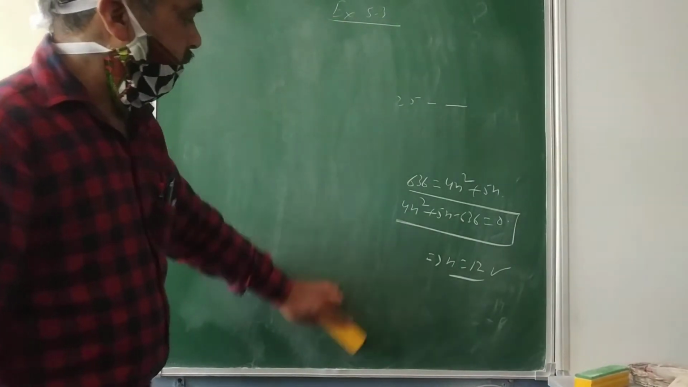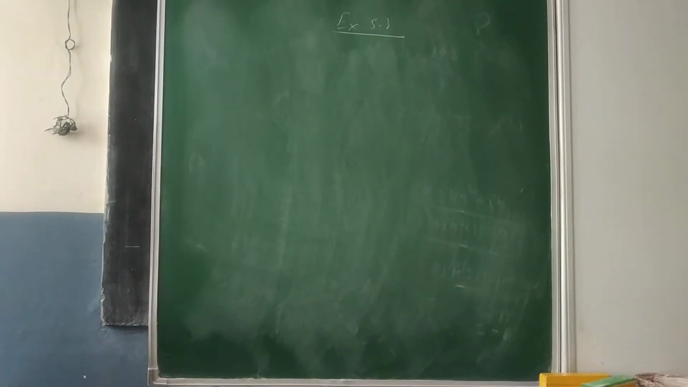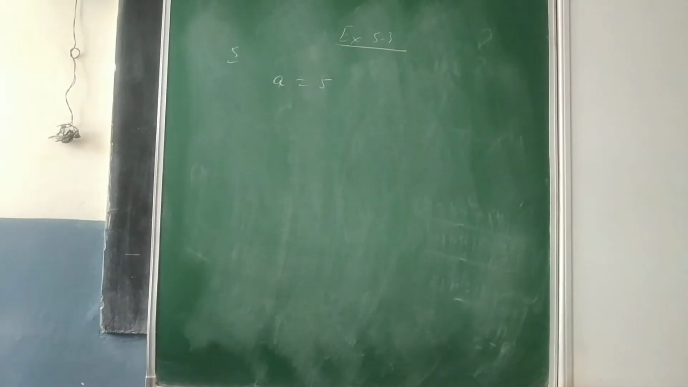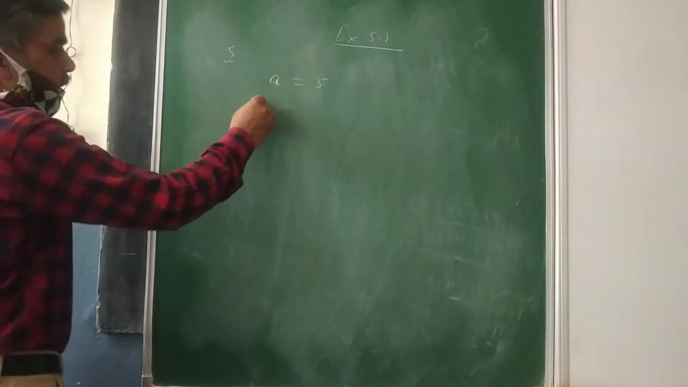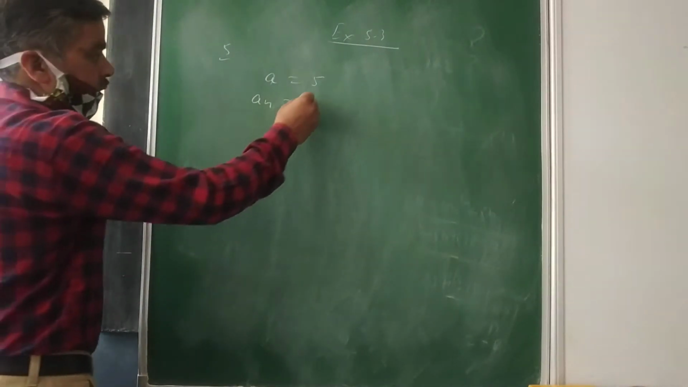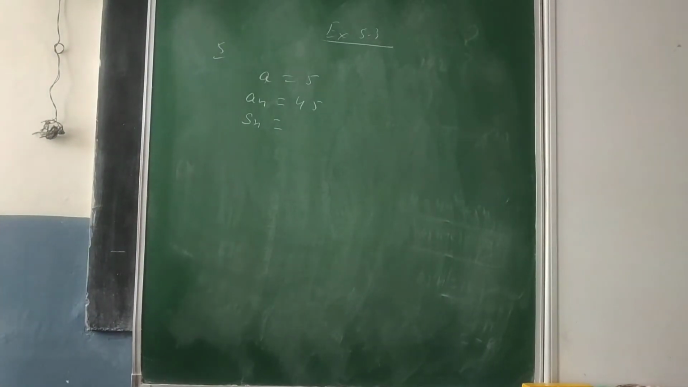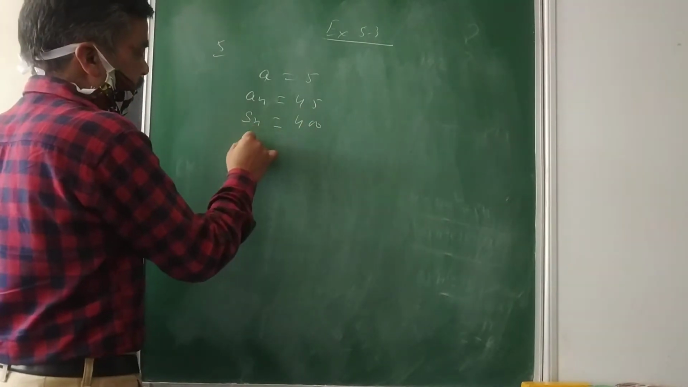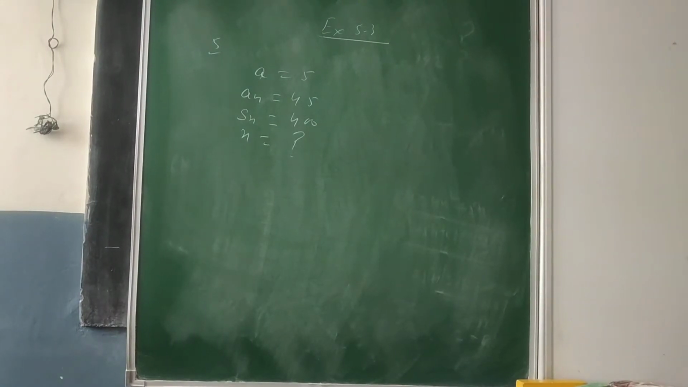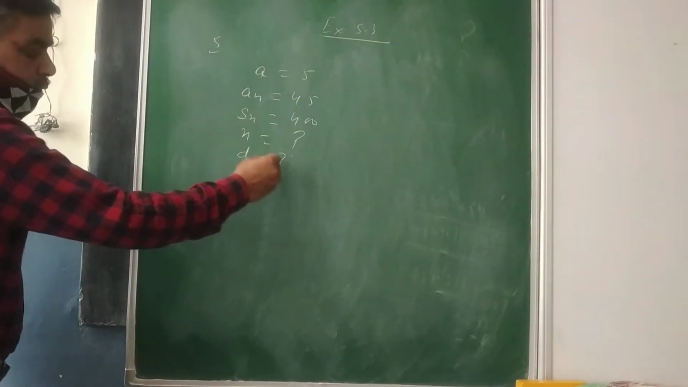Then number 5. Number 5 is, the first term of an AP is 5, so I will write a is equal to 5. And then the last term is an, is equal to 45. And the sum of n terms is also given, that is 400. Find the number of terms, I have to determine n, and the common difference also I need to determine, that is d. d also I have to calculate.